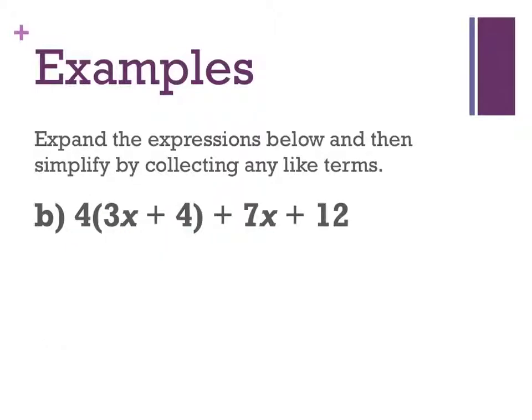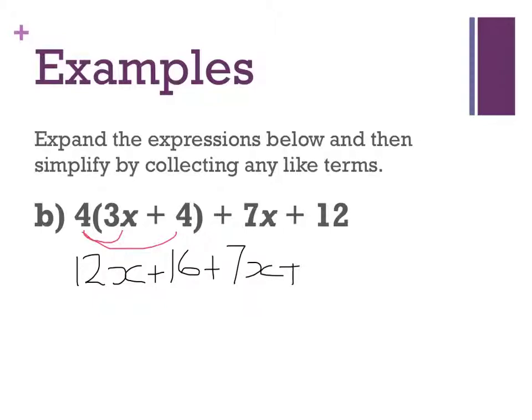Let's have a look at another example. Okay, let's have a look at this example. Here I have 4 brackets 3x plus 4 plus 7x plus 12. Now again, I use the distributive law, and I multiply everything on the inside of the brackets by what's directly on the outside. 4 multiplied by 3x. I start with my integers first. 4 multiplied by 3 is 12, and then I've got an x. Then I do 4 multiplied by positive 4. 4 fours are 16, so that becomes positive 16, and then I've got plus 7x plus 12.